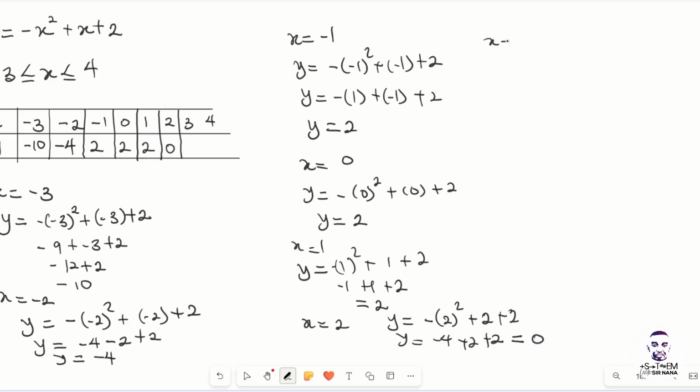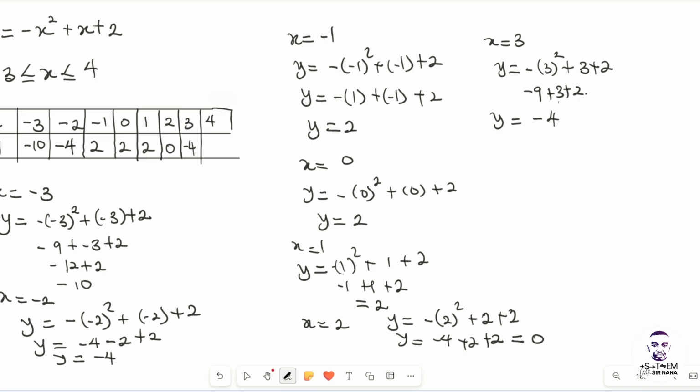So this is 0. And then we have 3 and 4. If x is equal to 3, then we are going to have y equal to negative 3 all squared, plus 3 in this case, plus 2. So we have negative 9 plus 3 plus 2. So we are going to have y equal to negative 4, because 3 plus 2 gives us 5. So we have negative 4.